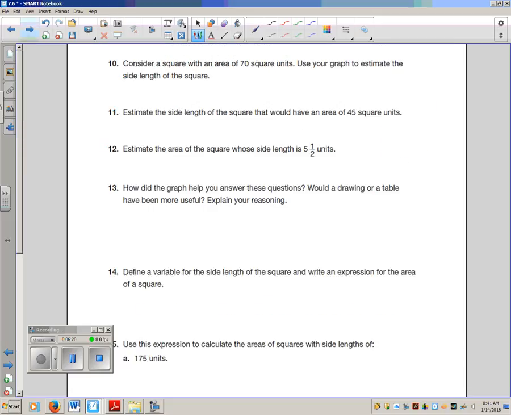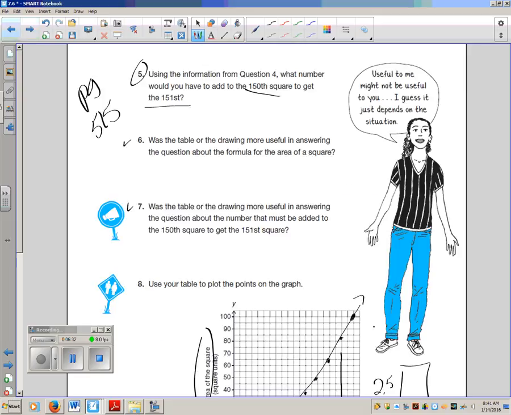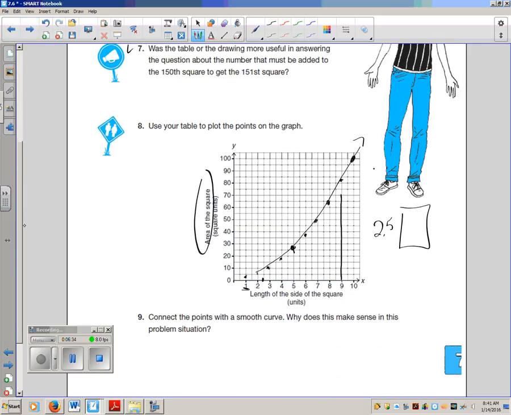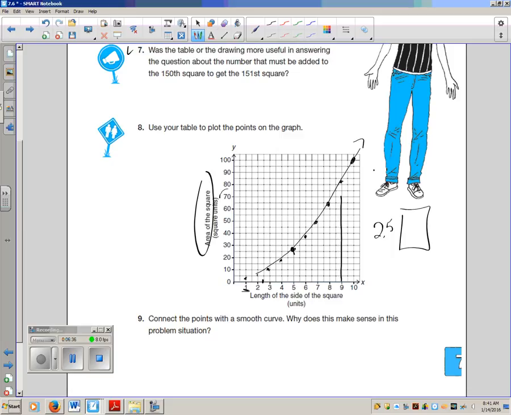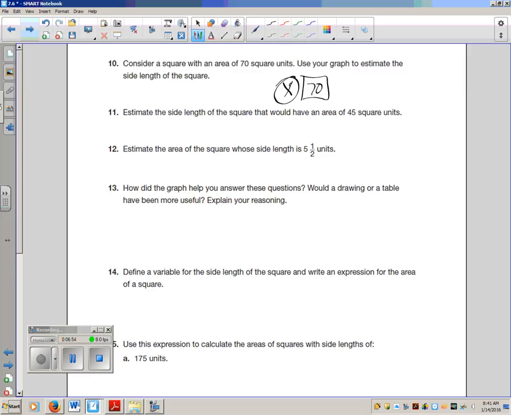Number 10, consider a square with an area of 70 units. Use your graph to estimate the side length. So this is what you're going to estimate, but we're going to use the graph this time. Find area on the side. So the question is 70. So you go to the left side, draw a line going across. Right here, what's your estimate? Here's 8, here's 9, closer to 8 than 9. I'm going to say about 8.2. Okay?